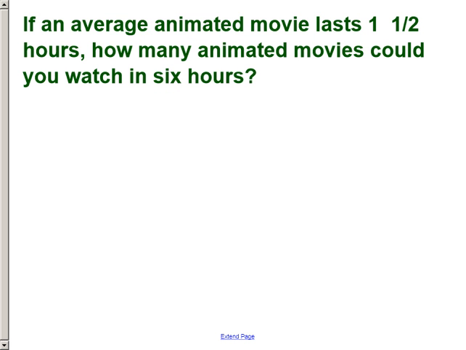So let's look at another problem. If an average animated movie lasts 1.5 hours, how many animated movies could you watch in 6 hours?